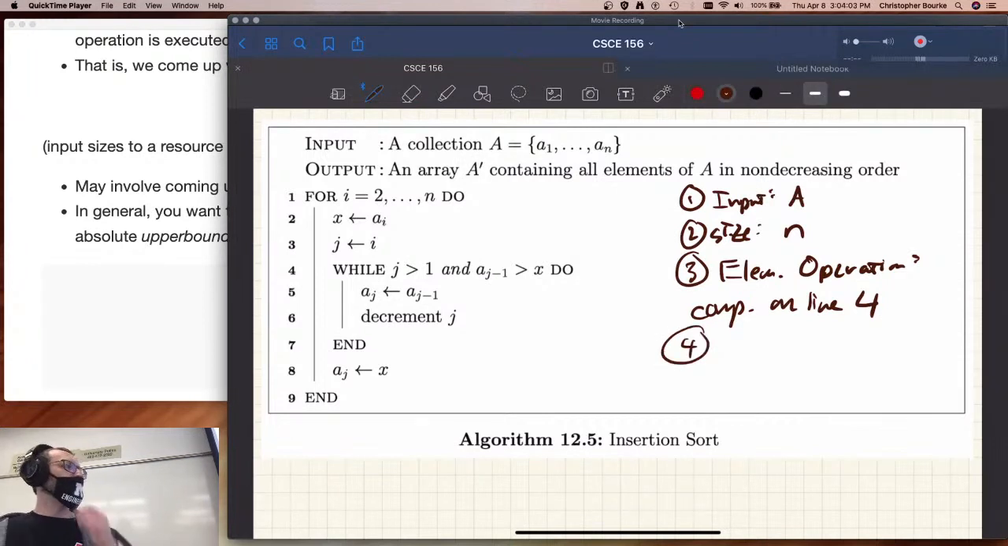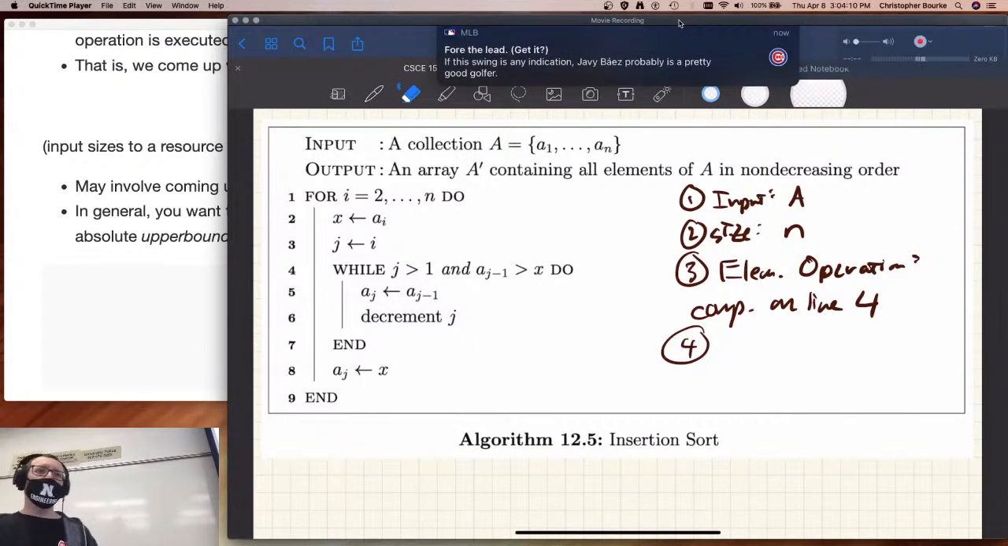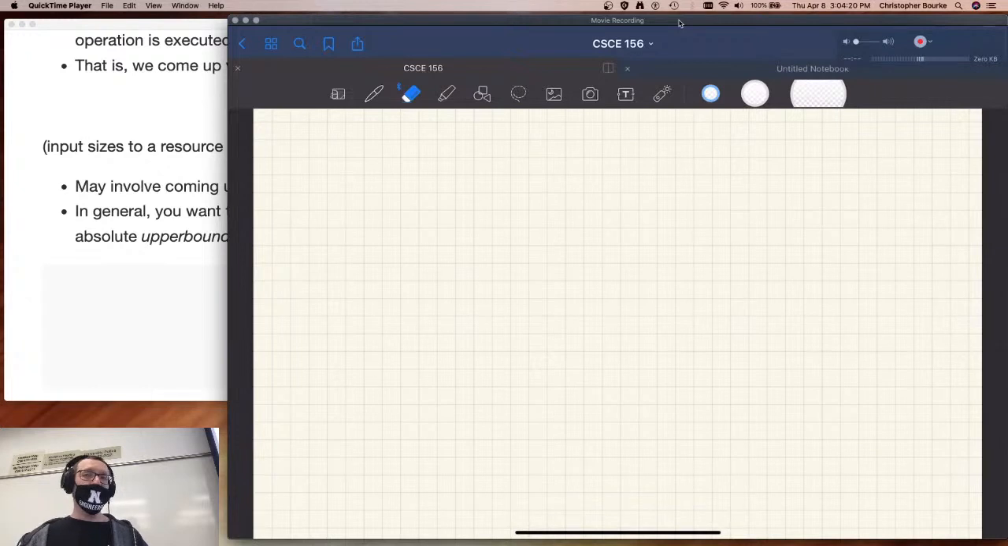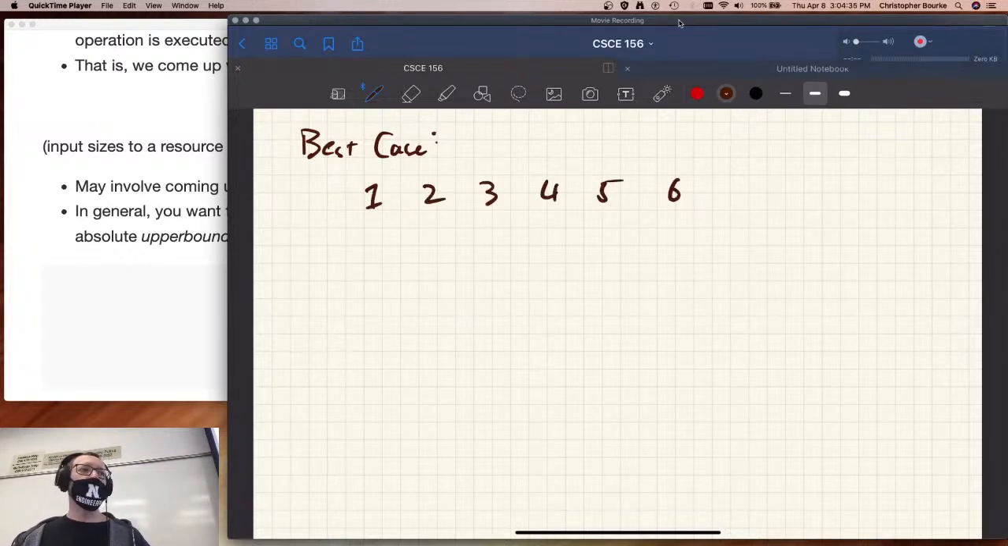Analysis. How many times is that executed on line 4 with respect to the input size? We don't have a nice little for loop here anymore, do we? Or we can just make a summation. So let's do the same thing that we did with linear search. Let's think about the best case scenario and the worst case scenario, and then maybe the average case scenario. So best case. And I'm just going to give it to you. Suppose that we have 1, 2, 3, 4, 5, 6. Now let's simulate insertion sort on this.